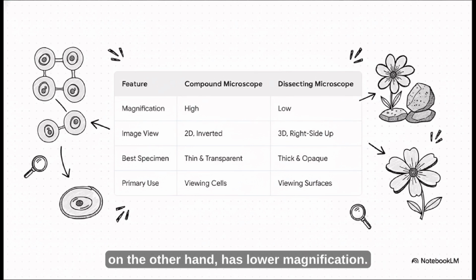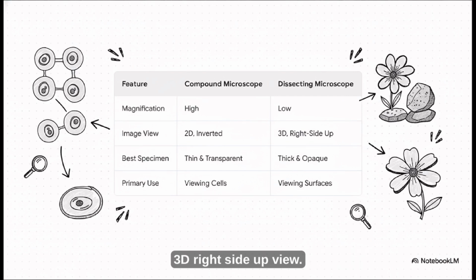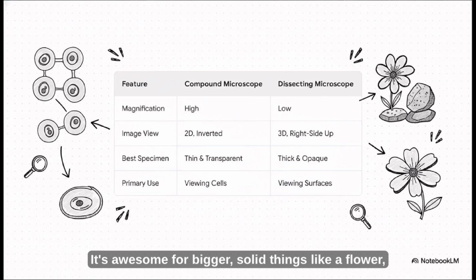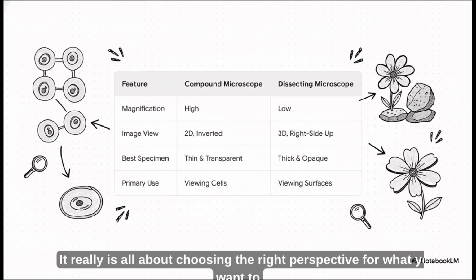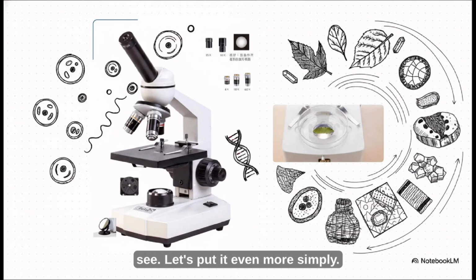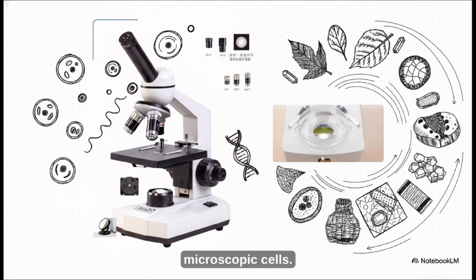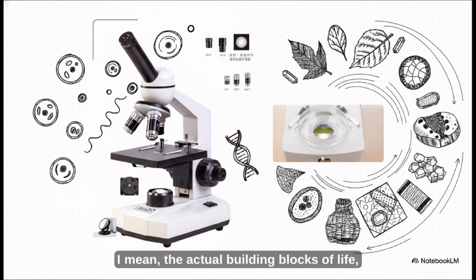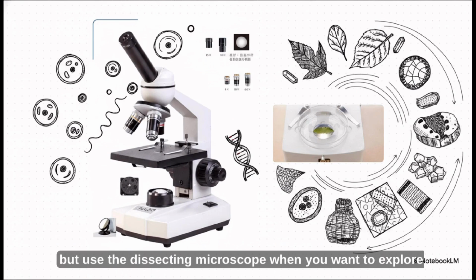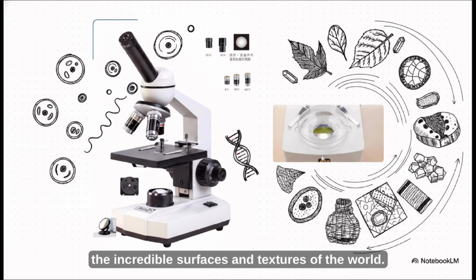The dissecting scope, on the other hand, has lower magnification, but, and this is a big but, it gives you a true 3D right-side-up view. It's awesome for bigger, solid things like a flower, a circuit board, or a cool rock you found. It really is all about choosing the right perspective for what you want to see. Let's put it even more simply. Use the compound microscope when you want to see the microscopic cells, the actual building blocks of life. But use the dissecting microscope when you want to explore the incredible surfaces and textures of the world, just in stunning three-dimensional detail.